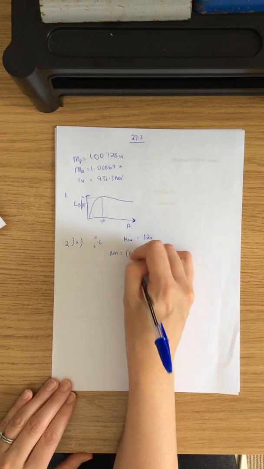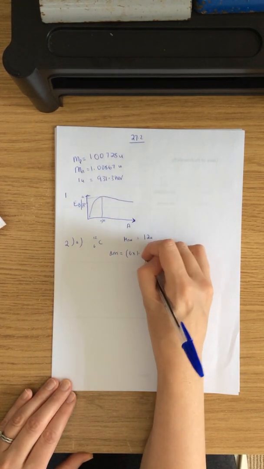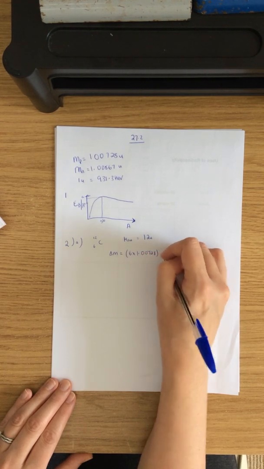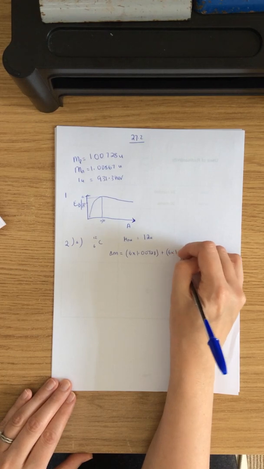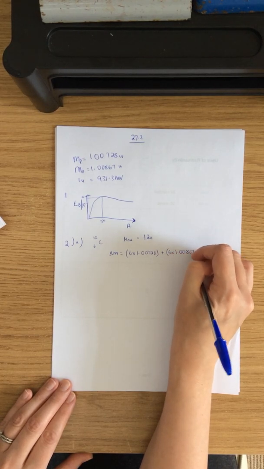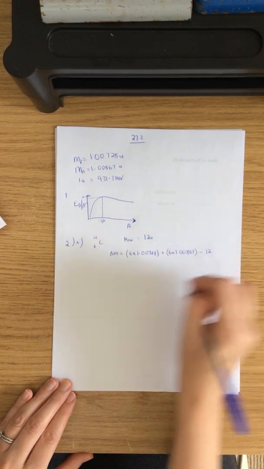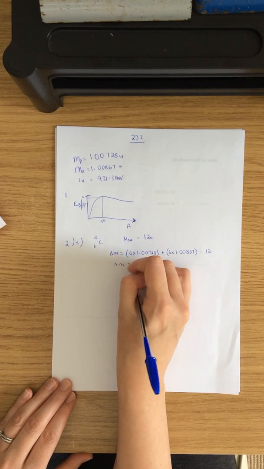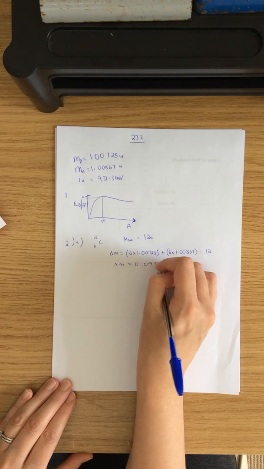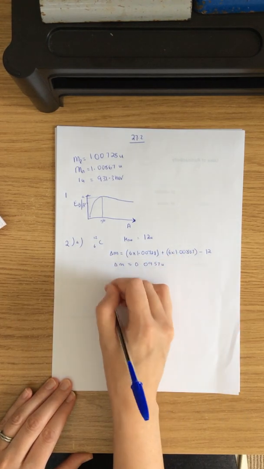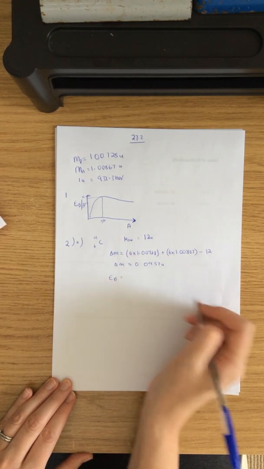So what we're going to do to start with is find the mass difference. You've got 6 protons using this number up here, and then you'll have 6 neutrons as well, and you're going to minus 12 from that. So you should get a change in mass of 0.0975 U.